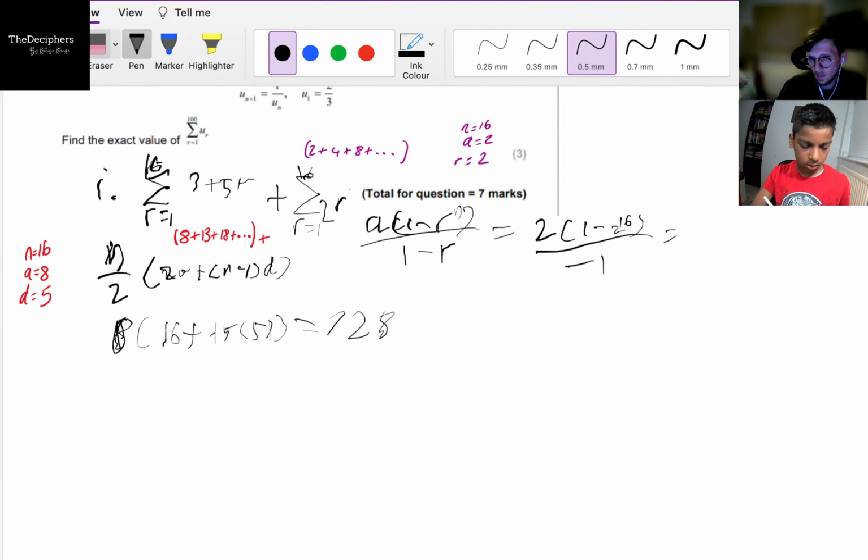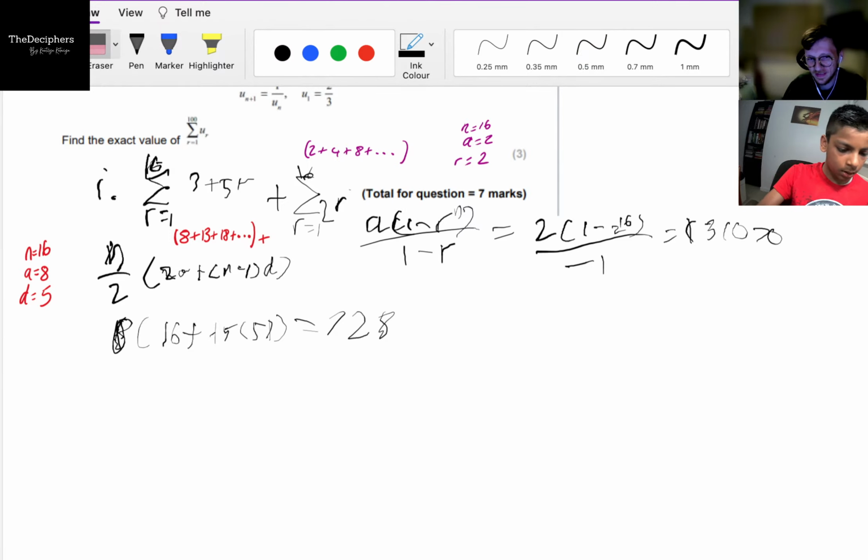That is 131070. You should have been able to do that in your head quarterly. You should know 2 to the power of 17. I'm only joking.